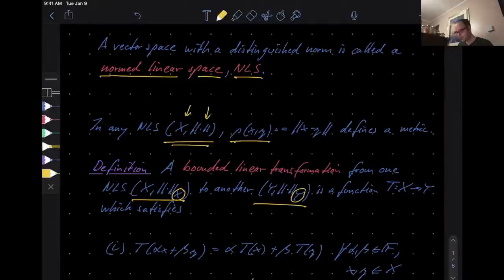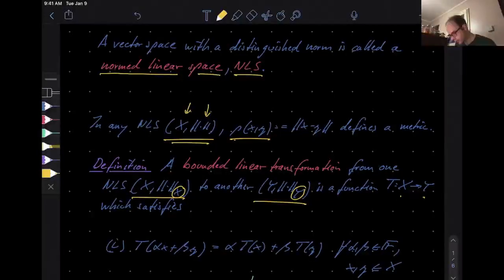All right, so a bounded linear transformation, that is a function T from one to the other with two properties. Number one, it respects the vector space structure, and this is simply saying it is a linear function. So it takes linear combinations in the X space to linear combinations in the Y space. That is a property that you have for sure encountered in linear algebra class as well.